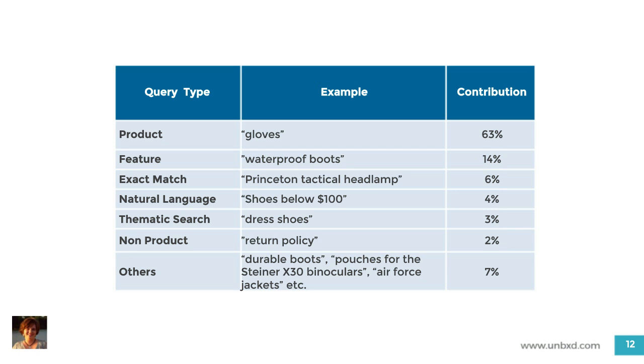The first two on the list, the product and feature type, make up the vast majority of shopper searches. So you want to focus your attention first on getting those right and then move on to the others. Other queries, like exact match or a non-product search like your return policy or your shipping page, aren't performed as often, but they still need to show relevant results.